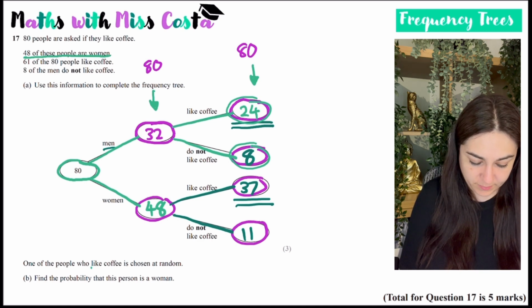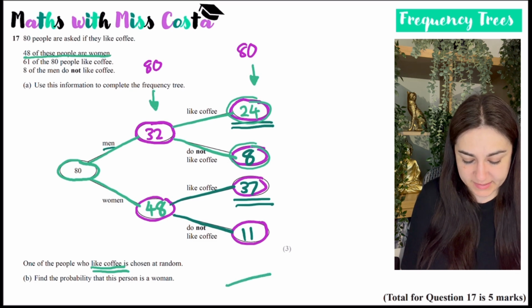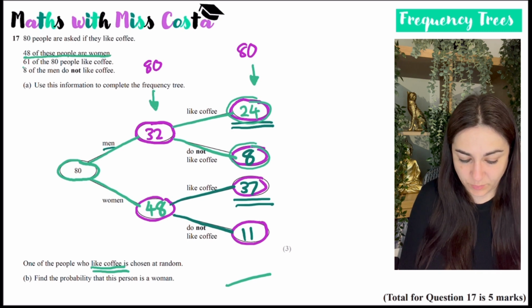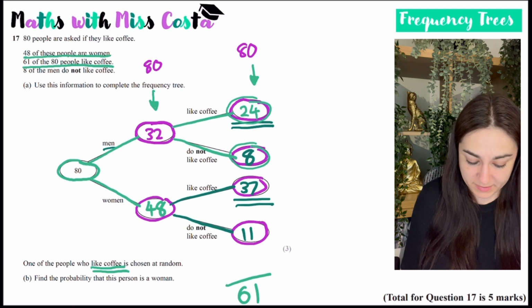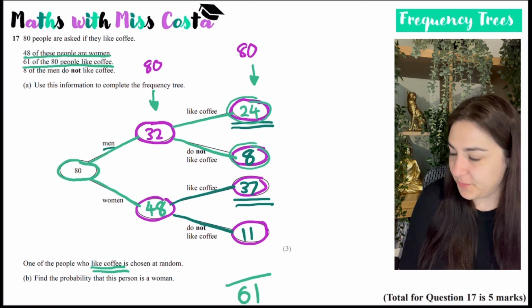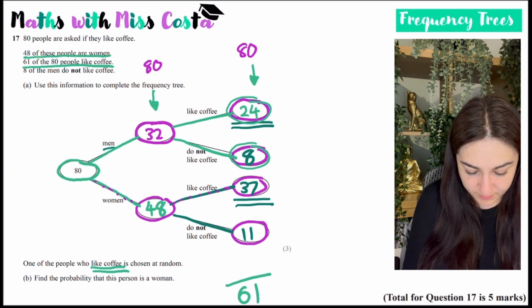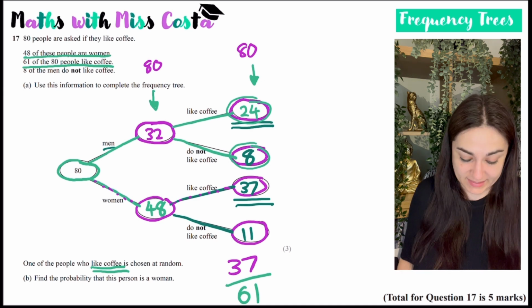And then I'm told one of the people who like coffee is chosen at random. So my probability is going to be out of the amount of people that like coffee. So I'm told that 61 of the 80 people like coffee. So my probability is going to be out of 61. And find the probability that this person is a woman. So how many women are there that like coffee? So I go along the line of women like coffee. That's 37. So the probability would be 37 over 61.